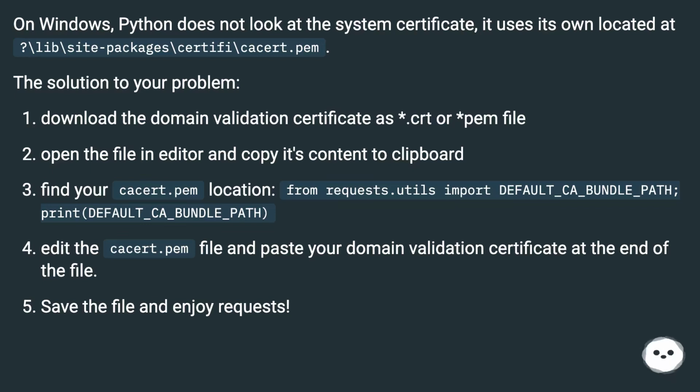Find your cacert.pem location: from requests.utils import DEFAULT_CA_BUNDLE_PATH; print(DEFAULT_CA_BUNDLE_PATH). Edit the cacert.pem file and paste your domain validation certificate at the end of the file. Save the file and enjoy requests.